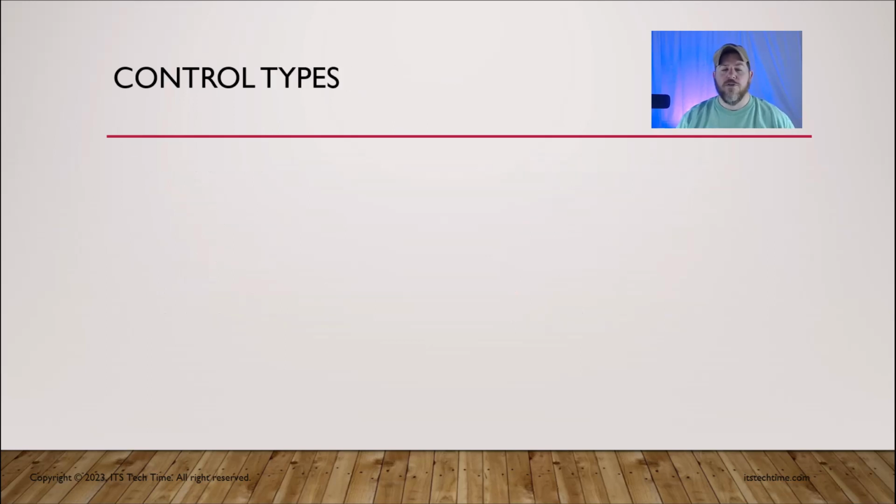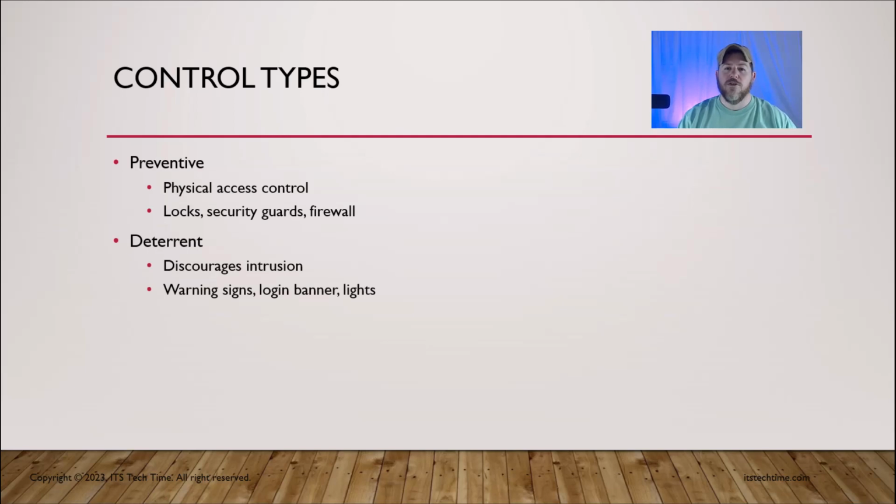There are also different control types. For example, there's the preventive control type, which is physical access control. The locks on the door, security guards as you come in, and even a firewall in the system can be considered a preventive control type. You have deterrent control types, which discourage intrusion. They can be warning signs, login banners when you log into a company machine, or lights on exterior doors.